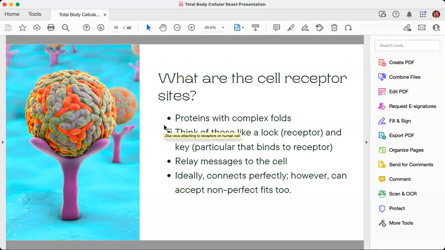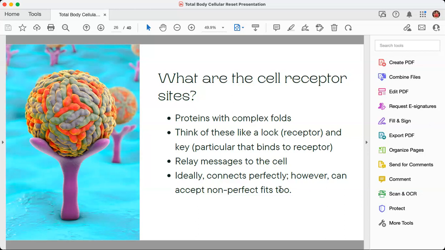And you can think of it like a lock and key. So the lock is the receptor, and the particle that binds to the receptor is the key. And then this relays a message inside of the cell. So the cell will do something based on what that message is. They'll either let the food particle in, or if it's a hormone that binds to the cell receptor site, it will do whatever the hormone tells it to do. So there's a lot of different messages that can happen, but those are the main ones.